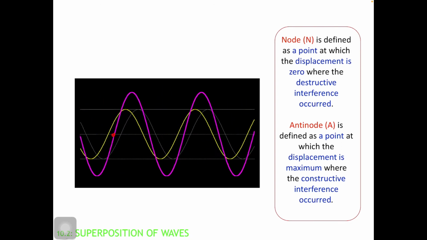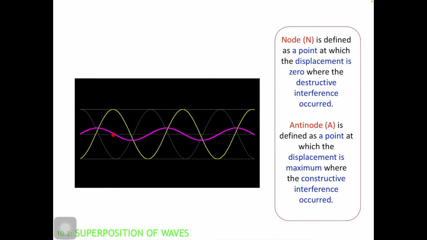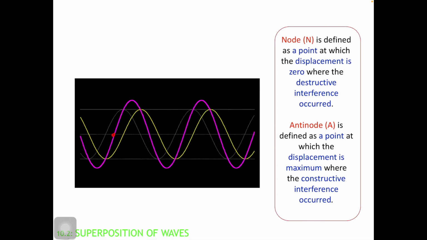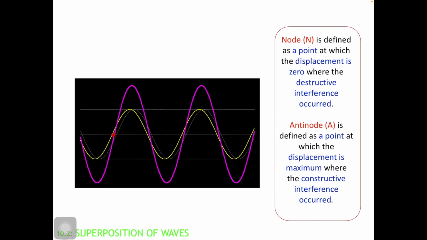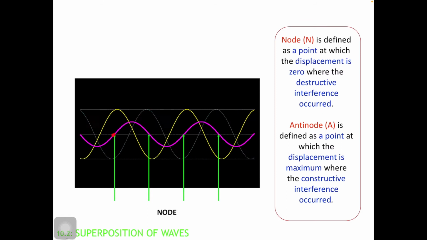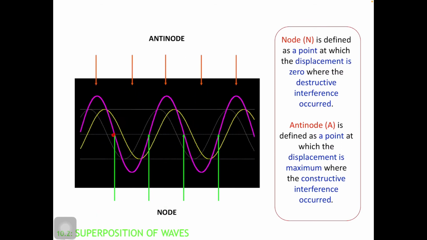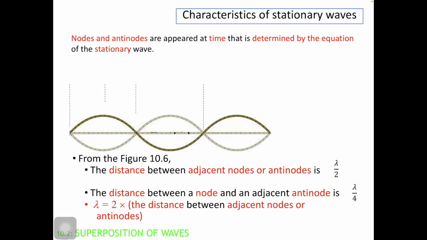Antinodes ni adalah maximum displacement for the stationary wave, which will be the combination of amplitude of wave 1 and wave 2. Kita nampak kat sini dah label lah. So bila amplitude kosong, that will be node. Bila amplitude maximum will be antinode. Okay, characteristic of stationary wave.